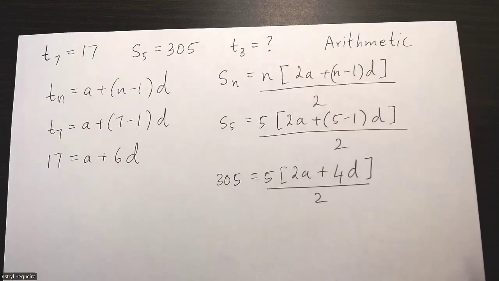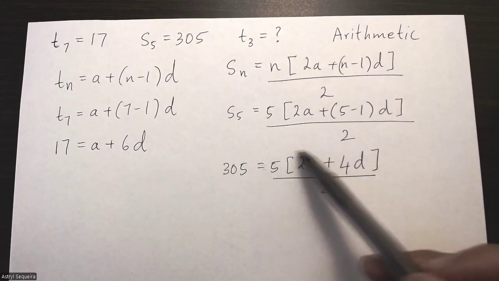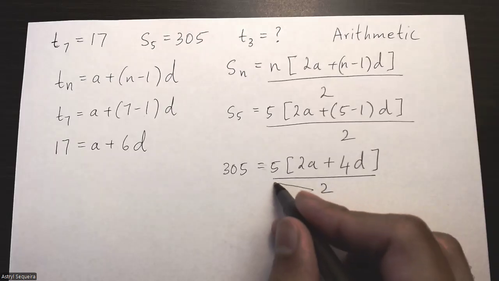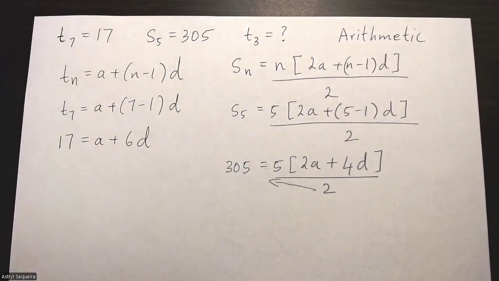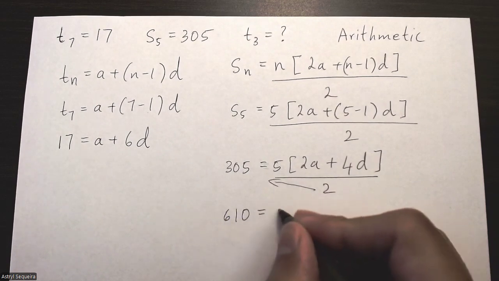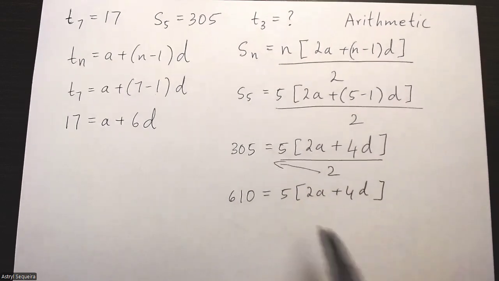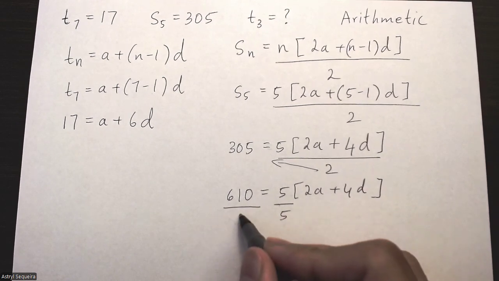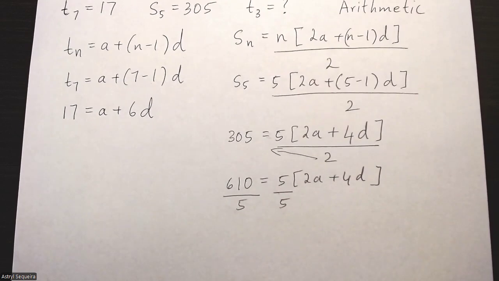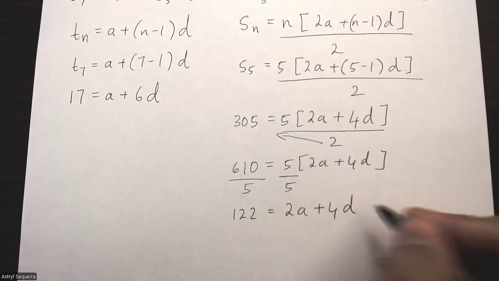divided by 2. Now there's a couple of different ways I can simplify this. I can divide the 2 by this, but just to keep things consistent, I'll just cross multiply, because generally speaking, you can cross multiply in all questions. 305 times 2 is just 610. And then I know that both sides are divisible by 5, so I'll just divide by 5 on both sides to make things easier, which gives me 122 equals 2a plus 4d.